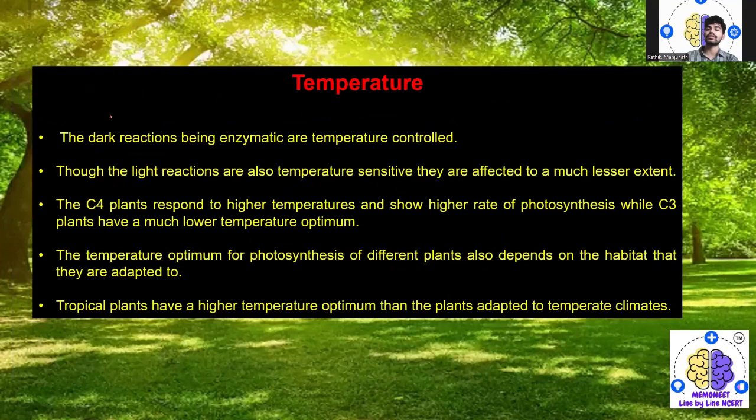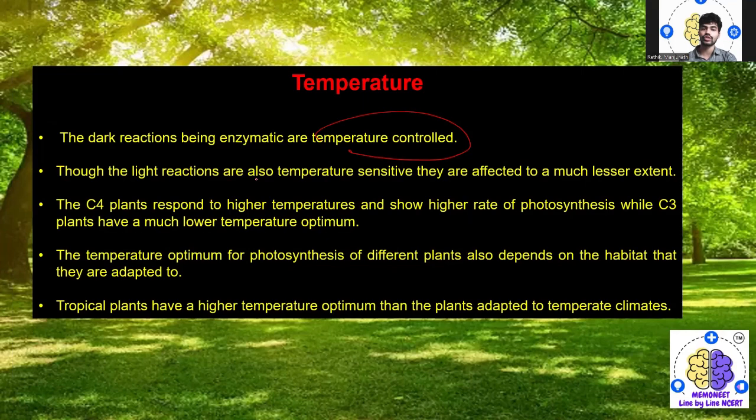Right. So the next one is temperature, which is very important. The dark reactions, being enzymatic, are temperature controlled. Though the light reactions are also temperature sensitive, they are affected to a much less extent.